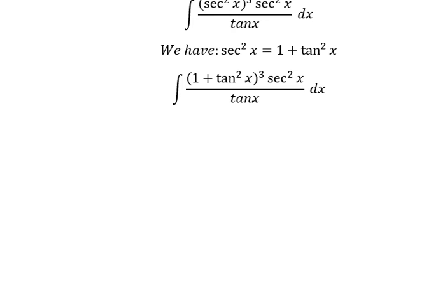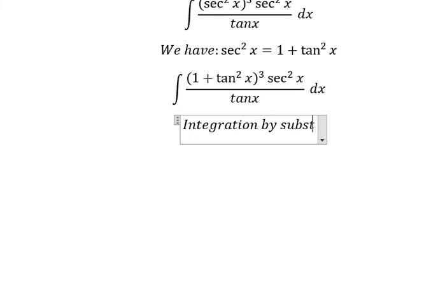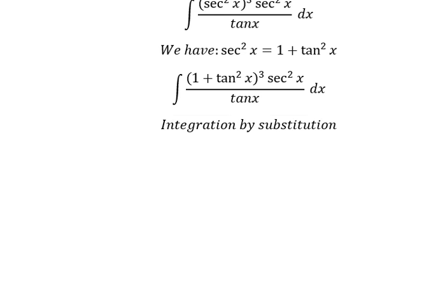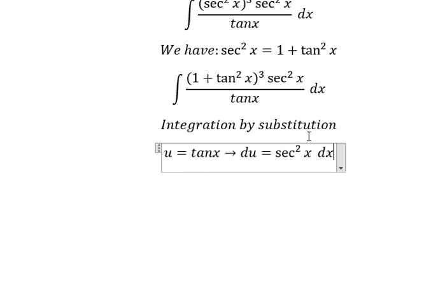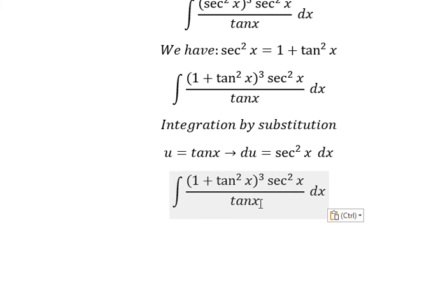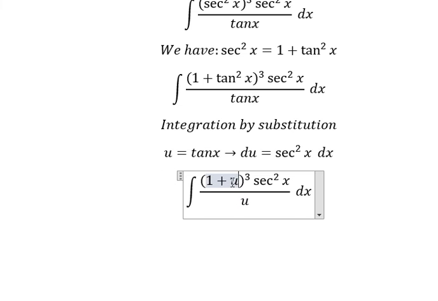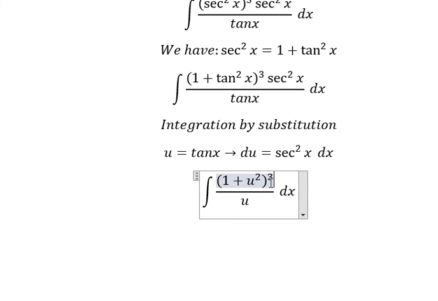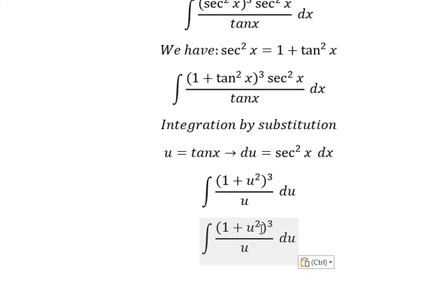So we can use integration by substitution. So I will put u equal to tan x. Later we do the first derivative for both sides, and we have secant of x squared dx. So this one we change by u. This one we change by u squared. Secant of x squared dx we change by du. And now we need to expand this one.